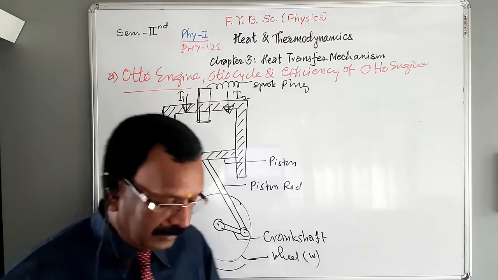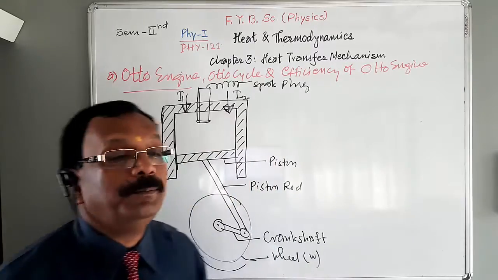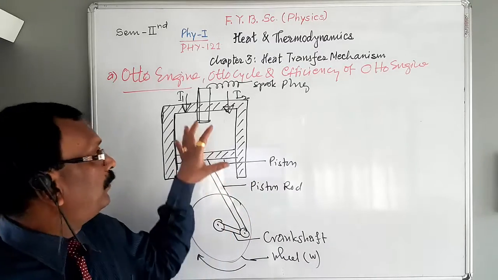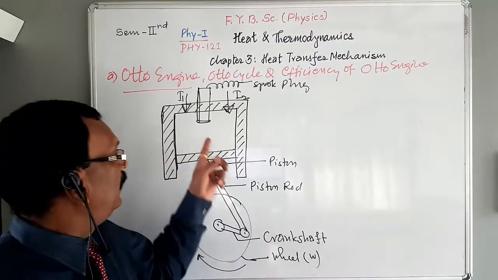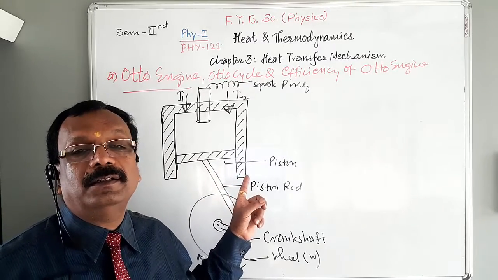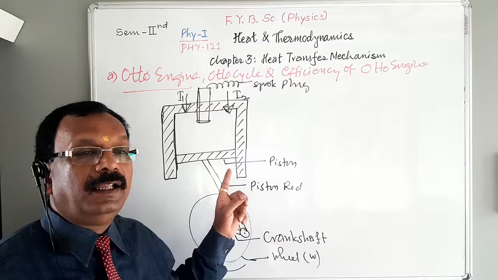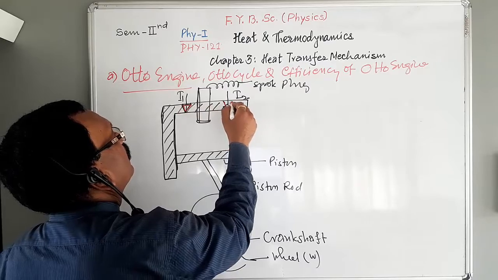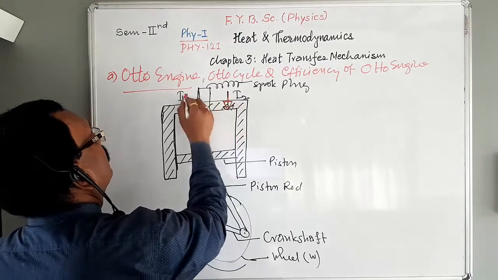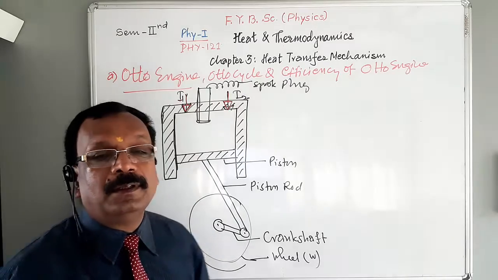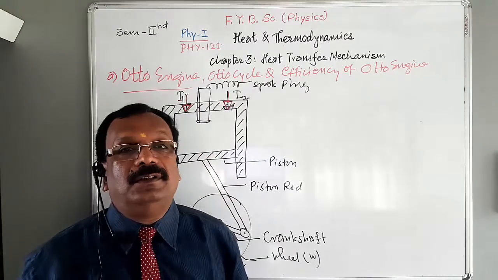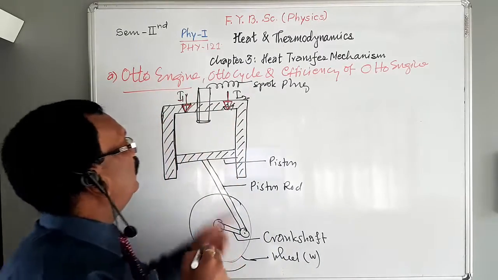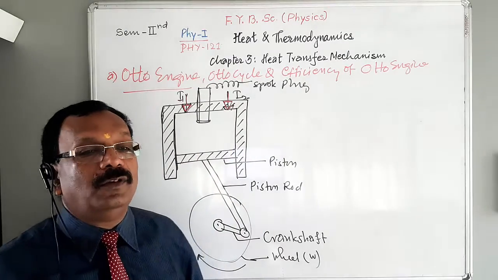See, the construction of Otto engine is very simple. The engine consists of a cylinder fitted with an airtight movable piston and a controlled system of two valves, I1 and I2. I1 is the air inlet valve and I2 is the outlet valve.